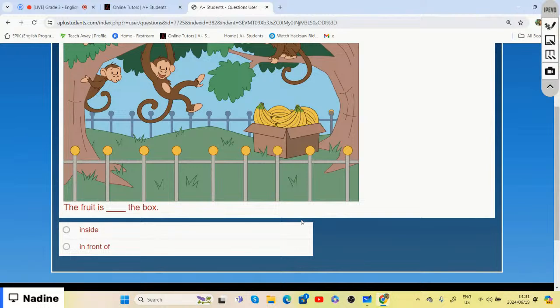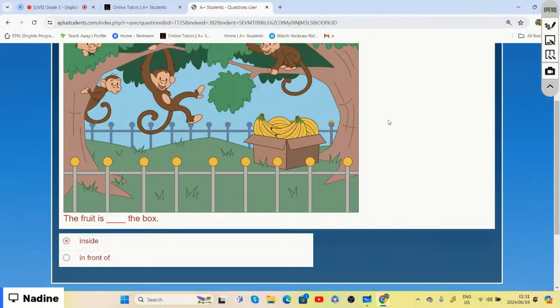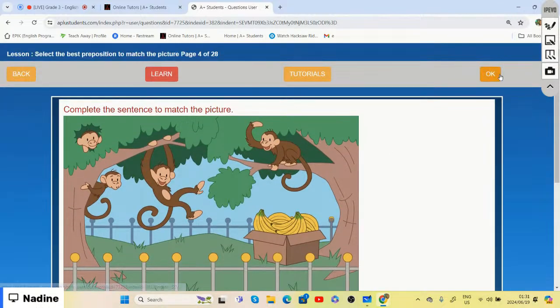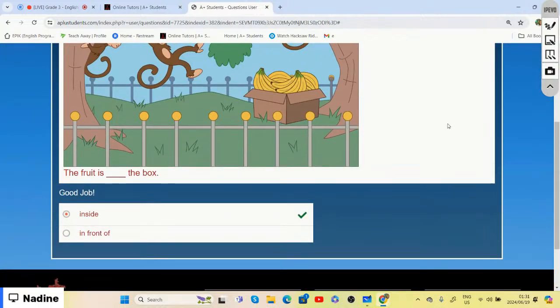All right, so we can say the fruit is inside of the basket because it's inside of the basket, not in front of, not next to.